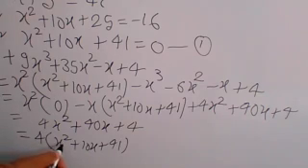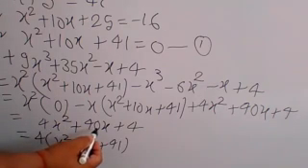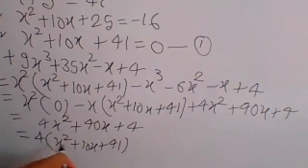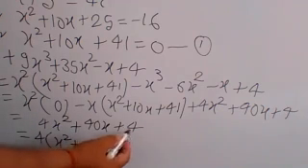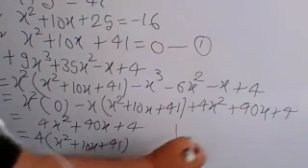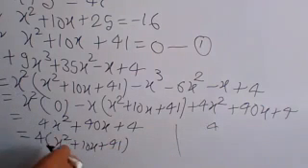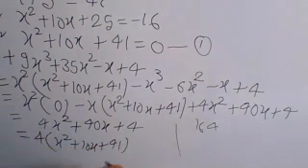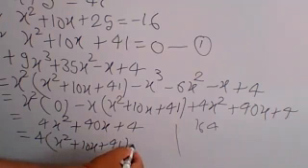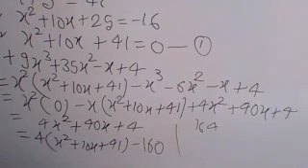So here 4x square is matched. Here you have 40x, and 40x is also there. So the two terms are matched, and here you have 4 only, but just check it. Here 4 times 41 is 164. You have 164, but you require 4 only. So you have to subtract 160.